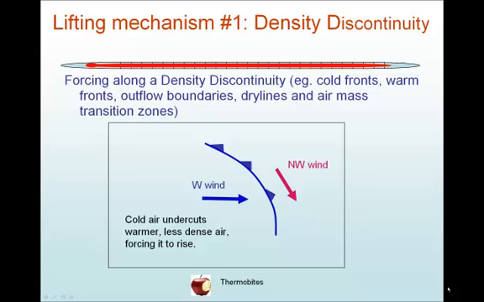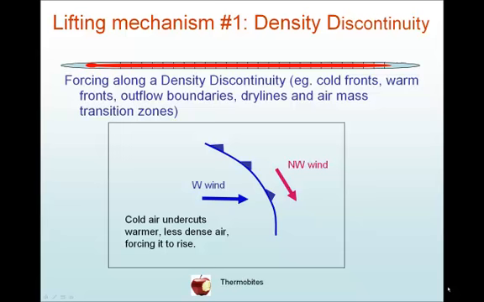In this video, we're going to be looking at the various lifting mechanisms that can be potentially responsible for the formation of convective weather. The first type is forcing along a density discontinuity. By that we mean that there is one air mass that undercuts another and forces it to rise. For example, a cold front.